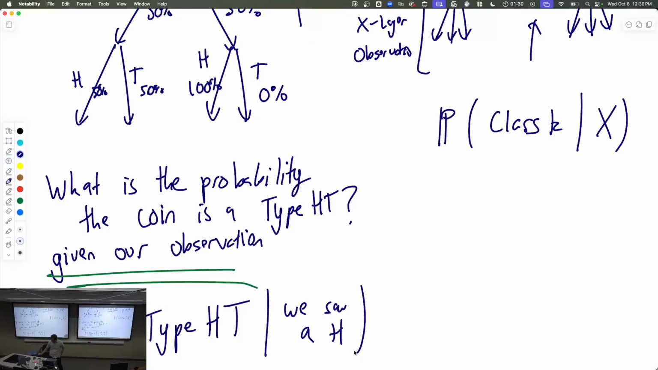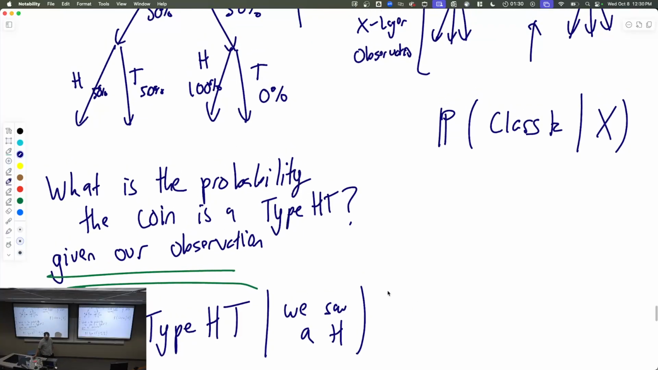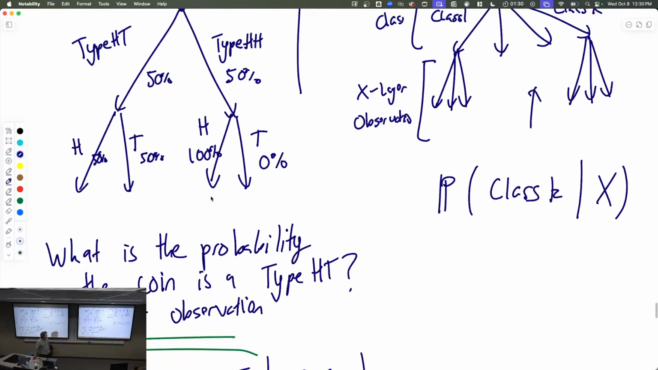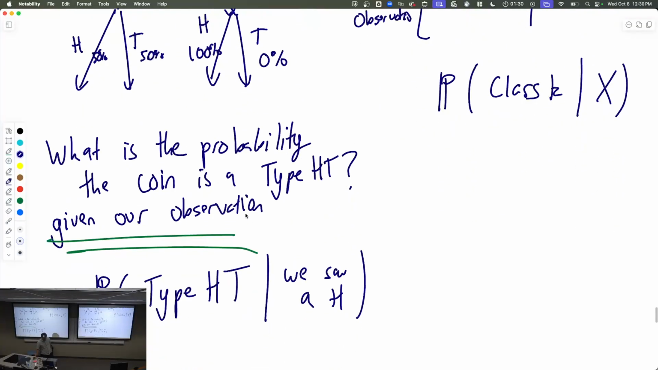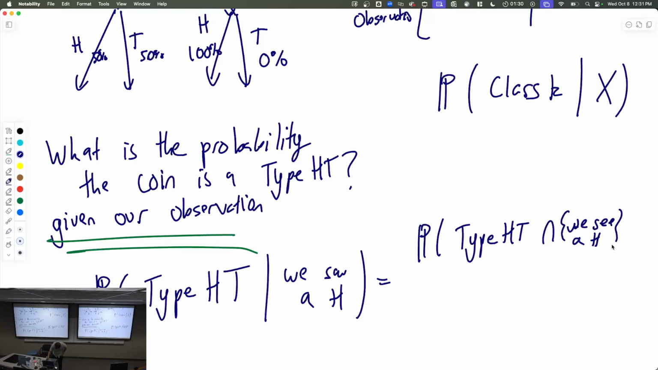Okay, there are many ways you could do this, but the simplest way is to just count on the tree. So by the rules of conditional probability, this is the probability it's a type heads tails and we see a heads, both divided by the probability we see a heads.